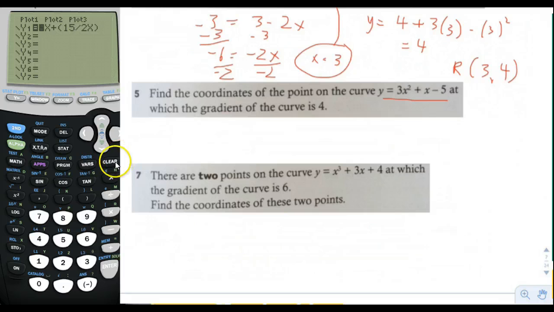They give you the function, so the first thing you're going to want to do is type the function into the calculator. So it's 3x squared plus x minus 5. Okay, and then we are going to graph it. Then we are going to find the point where the gradient of the curve is 4. Let's try. Let's see. We'll do second calc, dy dx.